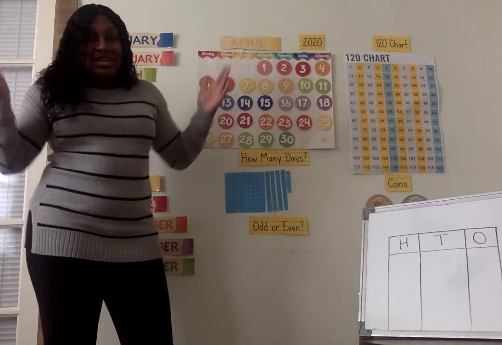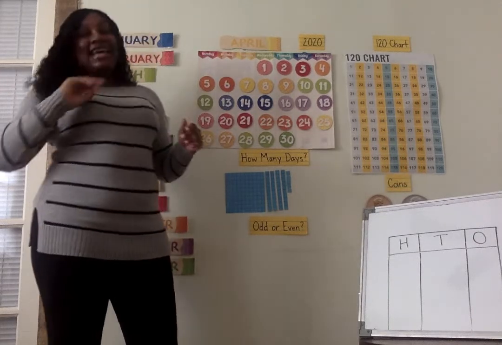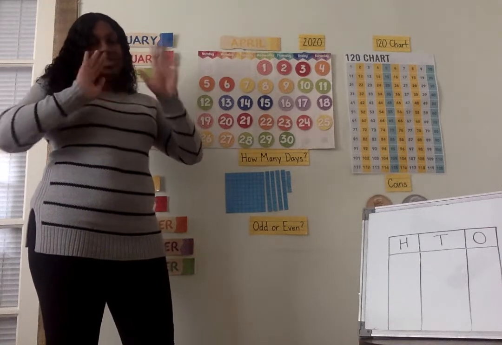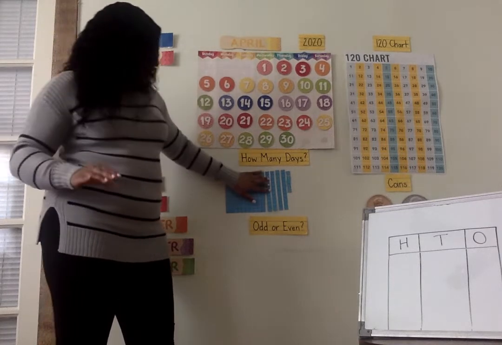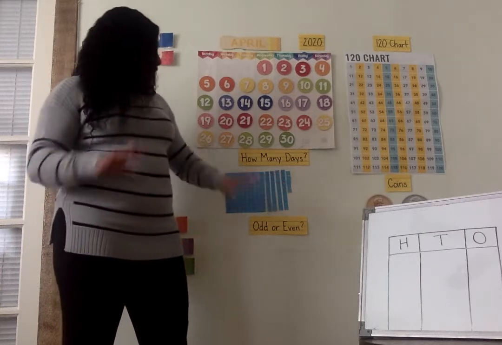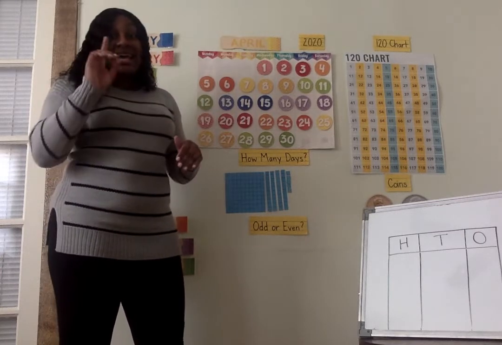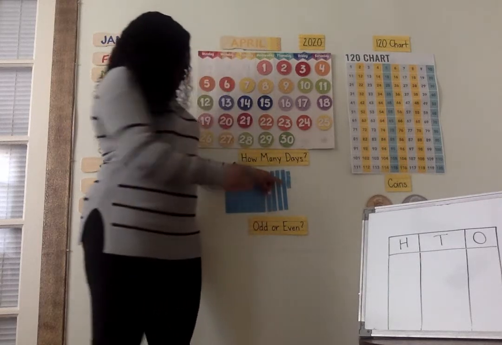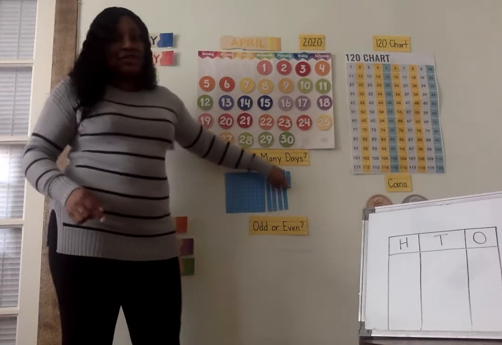How many days have we been in school? Count with me. Get ready. 100. Stop. Switch. Count by tens. 110, 120, 130, 140. Stop. Switch. Count by ones. 141, 142, 143, 144.